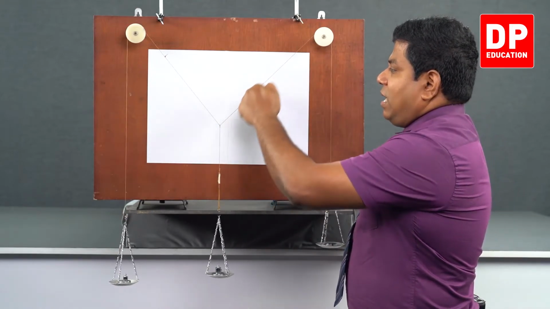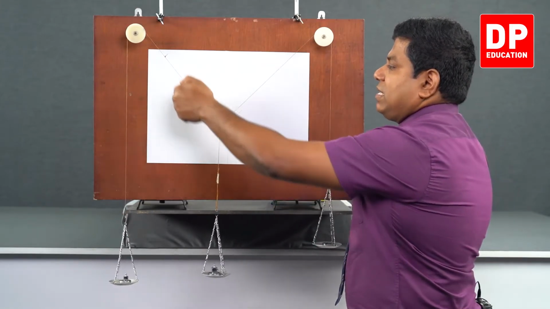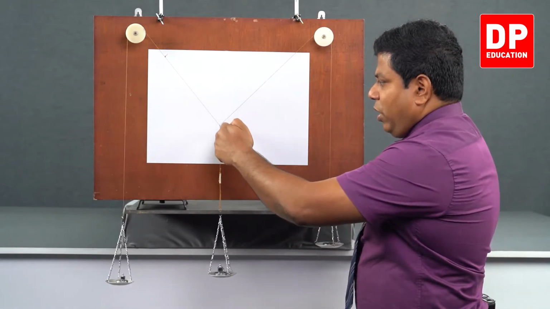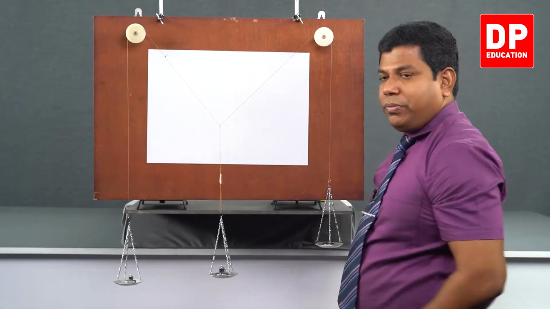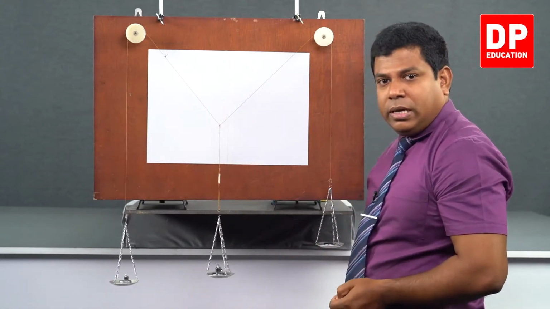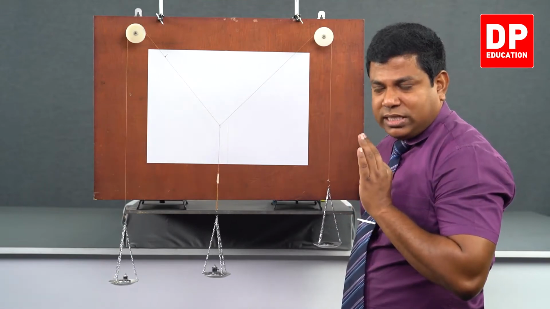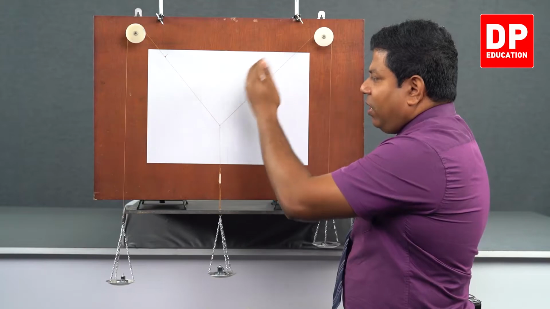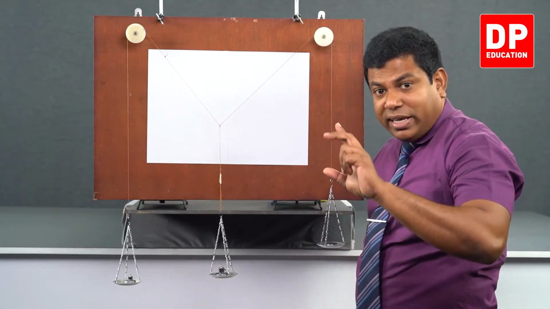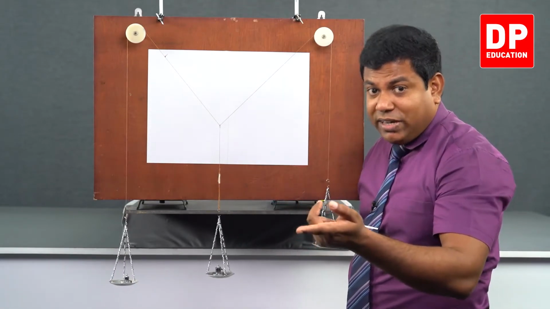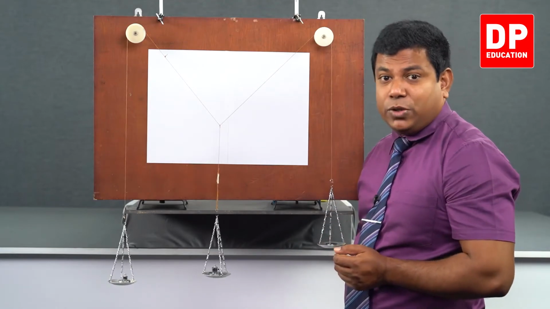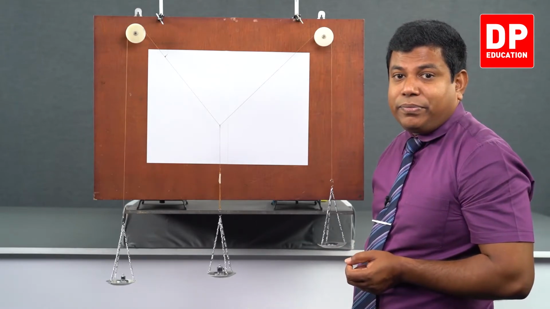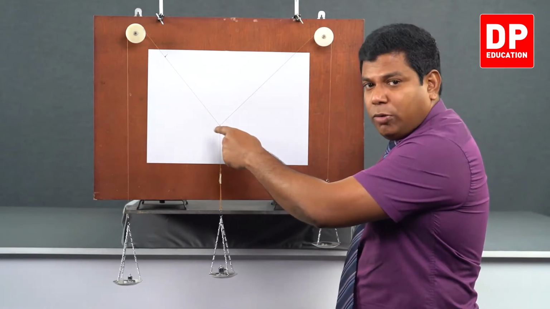So simple now, what are we going to do? We are going to mark this line and we are going to mark this line as well. See, understand the concept here. Here you have T1, here you have T2 and this is T3. The three forces T1, T2, T3 are in equilibrium. If you find the resultant of T1 and T2, that should be equal and opposite to T3. That's how this point can be in equilibrium, right?